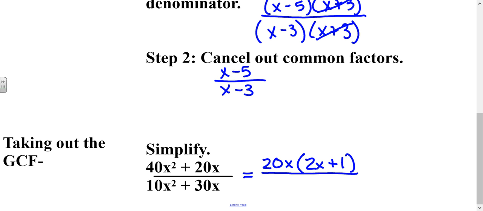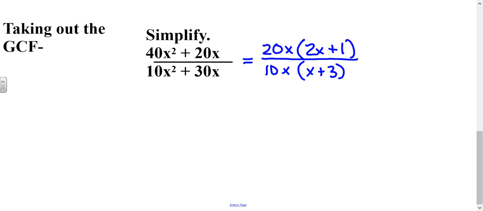Okay, and then I have on the bottom my greatest common factor. I could divide both numbers by 10, and I could also take out an x. So 10x squared divided by 10x would just be 1x, and 30x divided by 10x would just be 3. So this is what I'm left with.